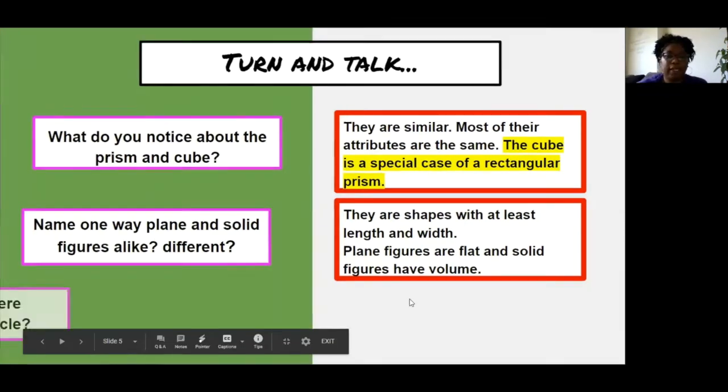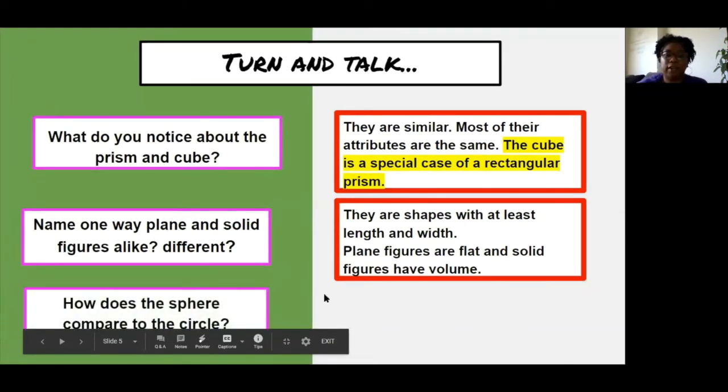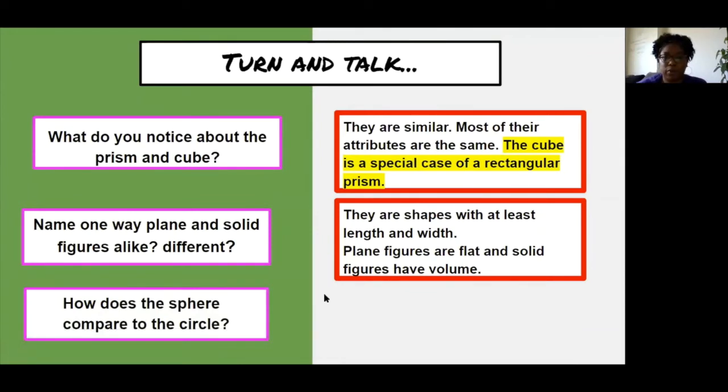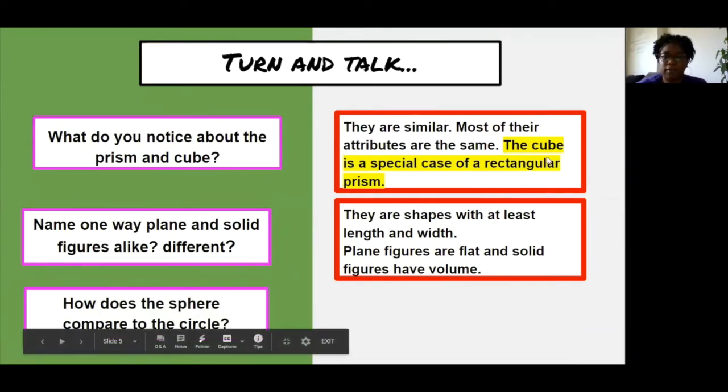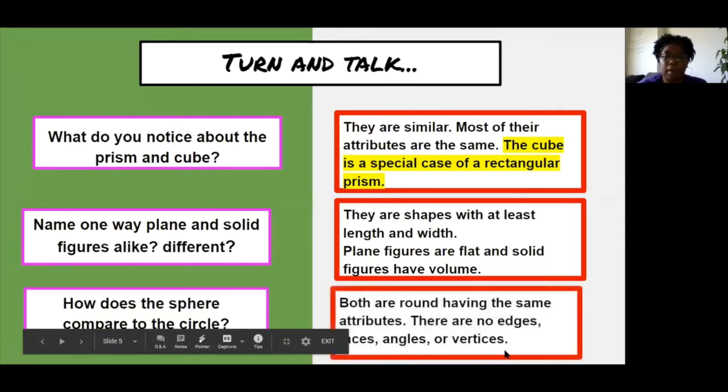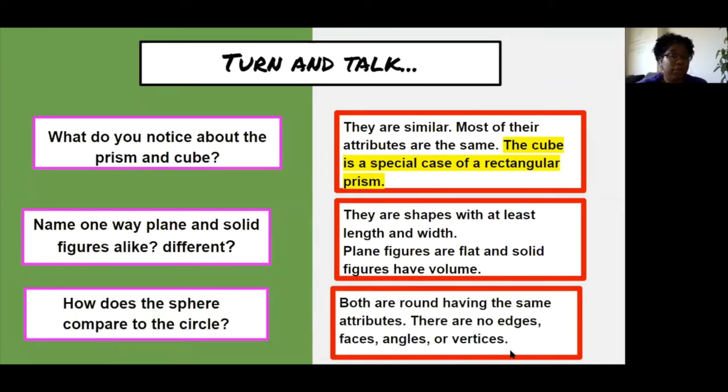And finally, how does the sphere compare to the circle? Turn and talk. Both are round, having the same attributes. No edges, no faces, no angles, or vertices. So that's how the sphere compared to the circle. So good job. I hope you have fun talking with a family member.